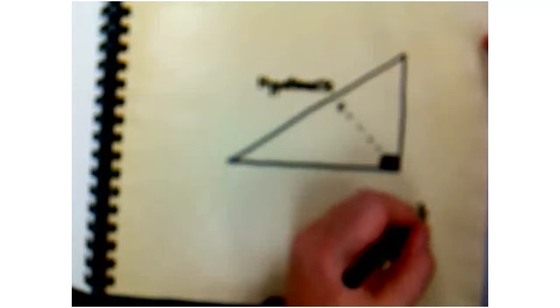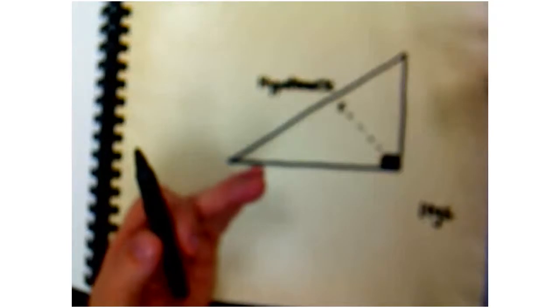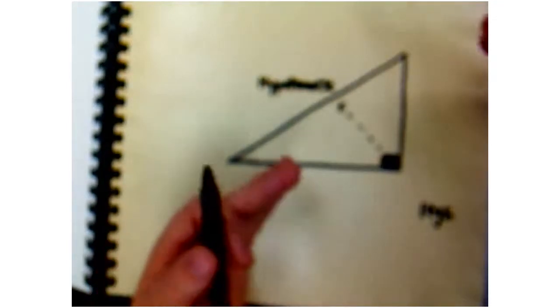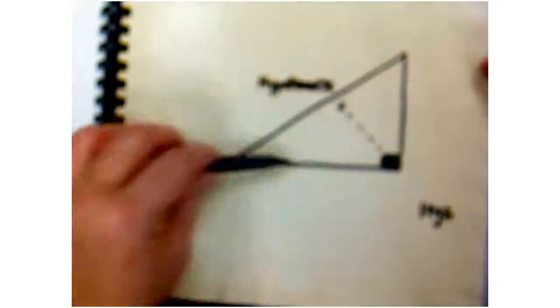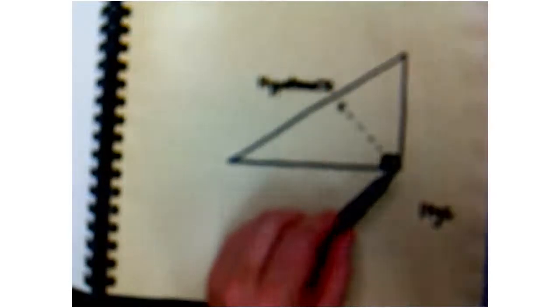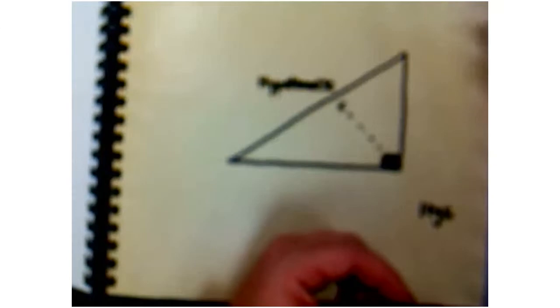So on an isosceles triangle, recall that the two congruent sides are called legs, and they form the vertex angle. On a right triangle, the two sides that come together to form the right angle are called the legs, and the side opposite the right angle is the hypotenuse.